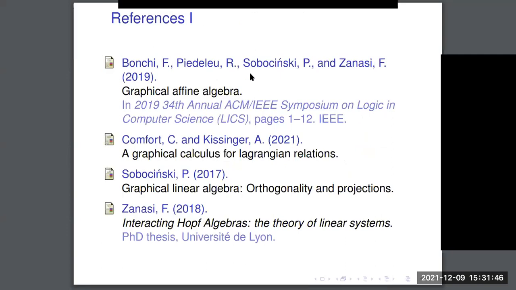And here are some references for the graphical affine algebra, this paper on Lagrangian relations, graphical linear algebra, and then this thesis of Sanazi on interacting Hopf algebras.